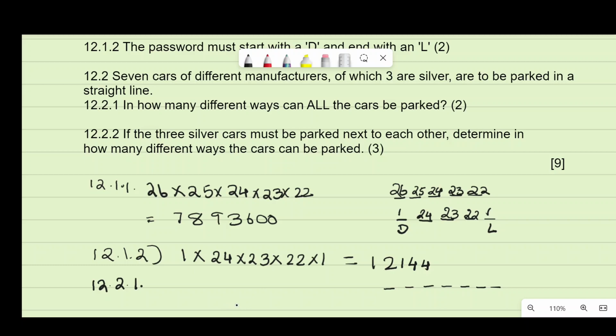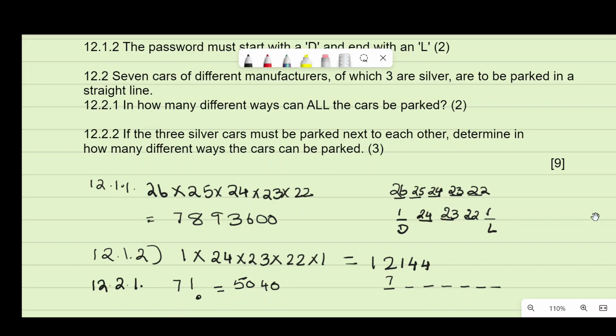How many different ways can all the cars be parked? How many are they? All the cars are 7. So we're starting with 7, then 6, 5, and etc. So that is called 7 factorial. If there is no restrictions, that is simple 7 factorial. And 7 factorial is 5040.